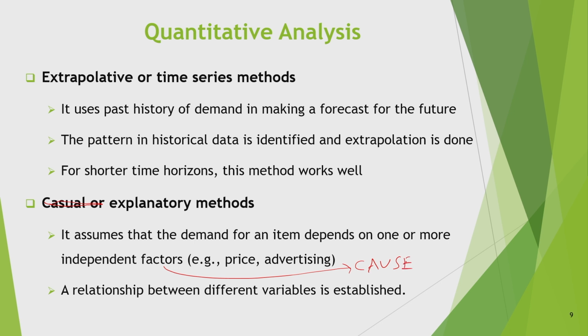E.g. price, advertising. You can say, I am doing advertising, so my demand will increase. I am reducing the price, so demand may increase. That type of relation is there, and by a mathematical formula you can find out that if I do this much pricing, what the demand should be. Means you can forecast or estimate.